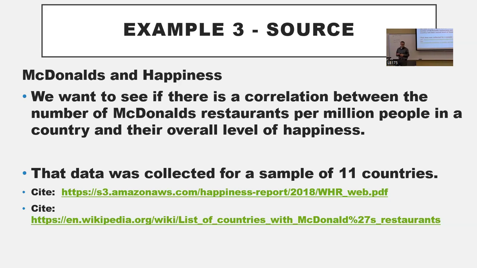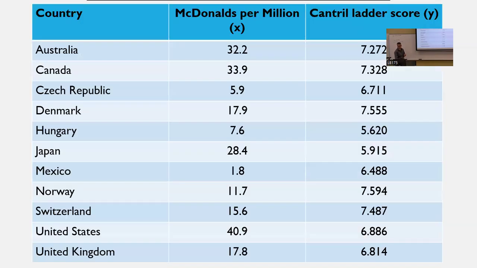Here's another example. This is on McDonald's restaurants and overall level of happiness in the country. So you can see where the data was collected from. We have 11 countries, and we're looking at how many McDonald's restaurants per million people are in the country, and the overall level of happiness.